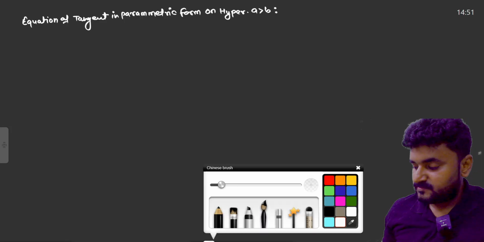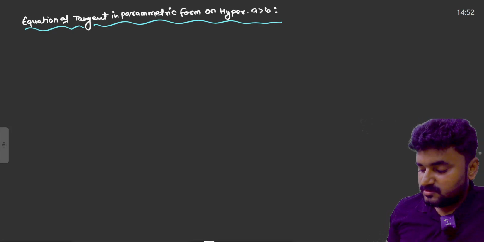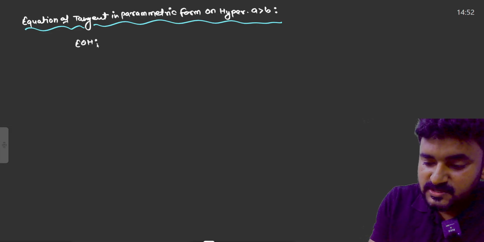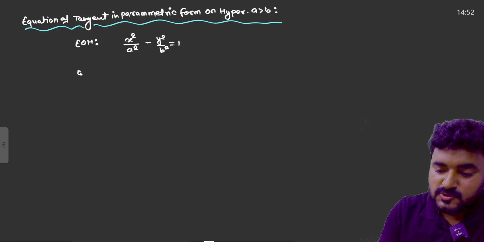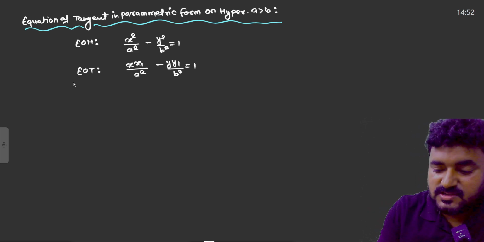Let us see now. Just to recall, you know the equation of the hyperbola. What is the equation of the hyperbola? x square by a square minus y square by b square is equal to 1. Okay. And you also know the equation of tangent in point form. What? x x1 by a square minus y y1 by b square is equal to 1. Okay, this is the equation of tangent in point form.